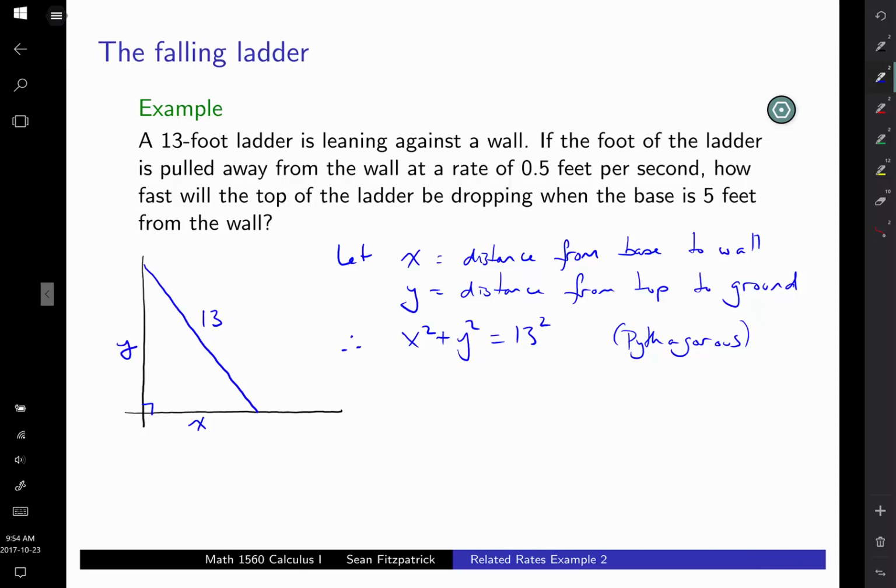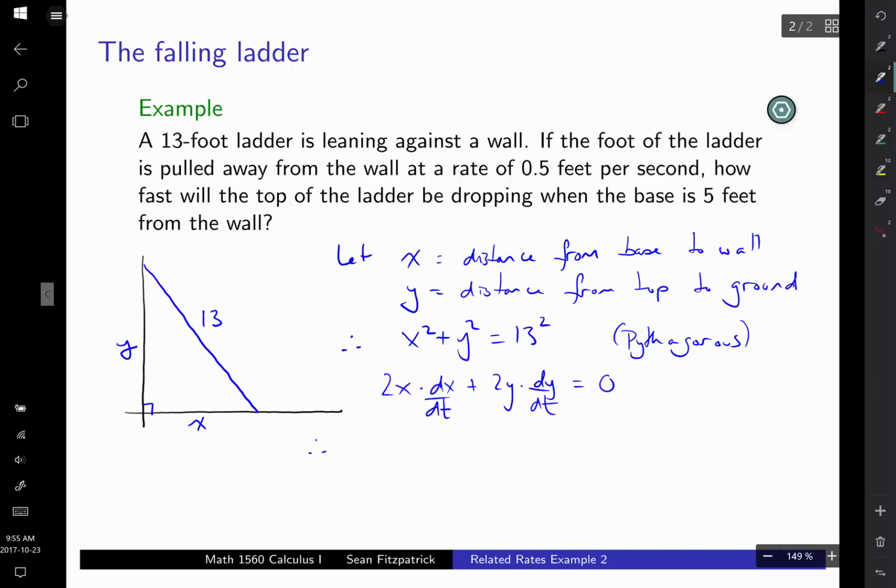So if we take the derivative of both sides using implicit differentiation, we're going to get 2x times dx/dt. We do the derivative of x squared first with respect to x, which gives us the 2x, but then I need to multiply by the derivative of x with respect to t. And we do the same thing for dy/dt. And of course the other side is a constant, so we get 0.